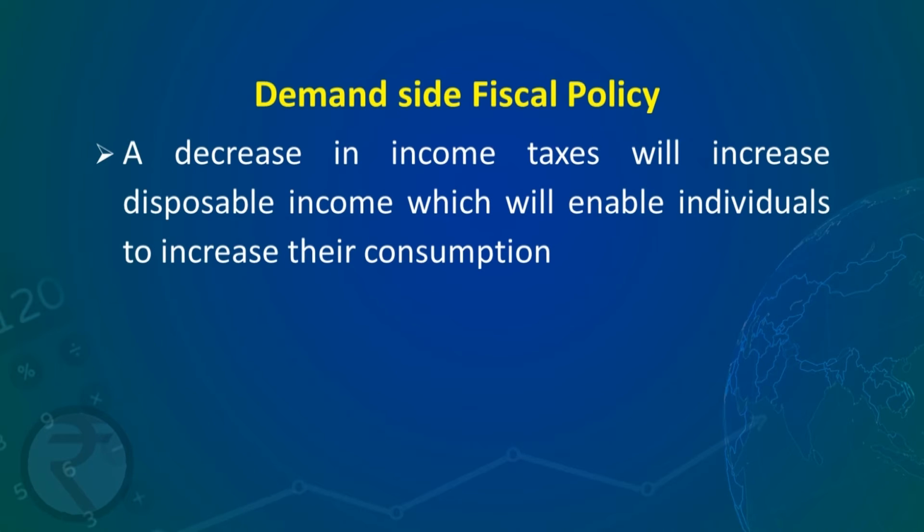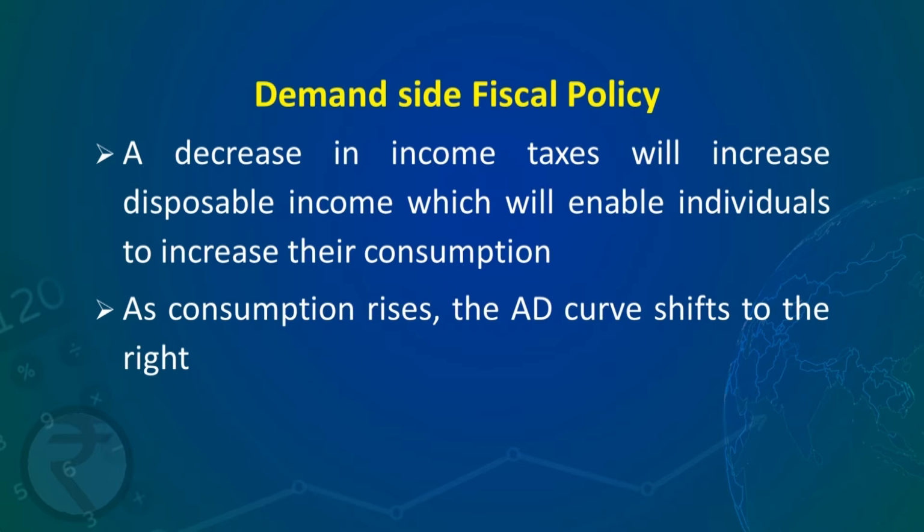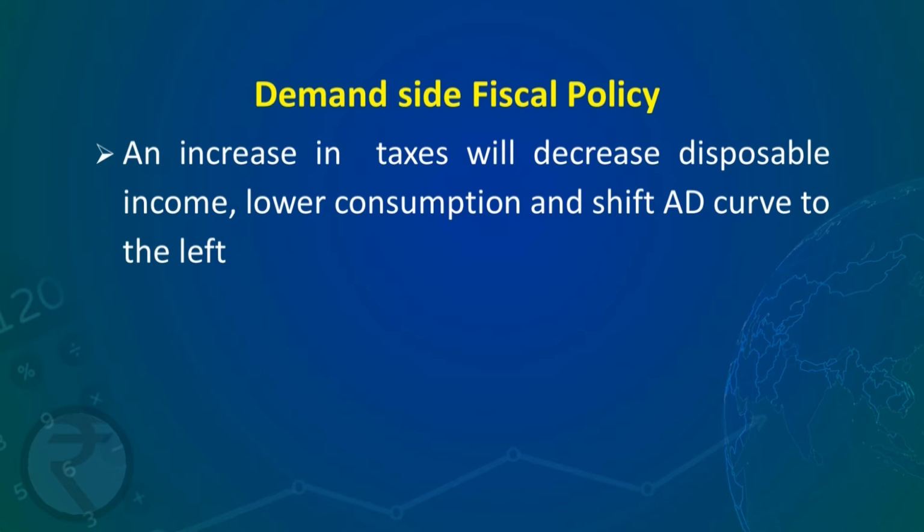A decrease in income taxes will increase disposable income, which will enable individuals to increase their consumption. As consumption rises, the aggregate demand curve shifts to the right. An increase in taxes will decrease disposable income, lower consumption and shift the aggregate demand curve to the left. So, by changing the tax rates, the aggregate demand curve can be shifted.